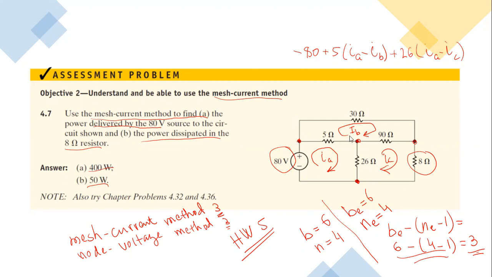And then you need to write the KVL for IB. You see that you have 30 multiplied by IB, but 5 should be multiplied by IB minus IA. And here 90 should be multiplied by IB minus IC. And then the third KVL: 90 multiplied by IC minus IB, 8 multiplied by IC, and 26 multiplied by IC minus IA. So you will have 3 KVL equations, a straightforward problem that you can solve to find the power.